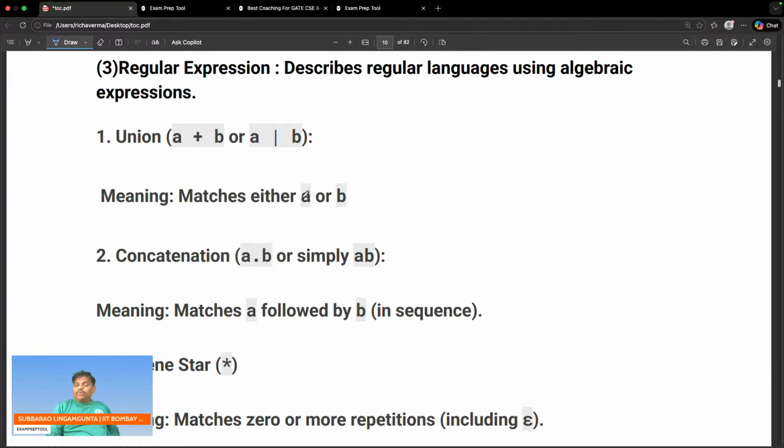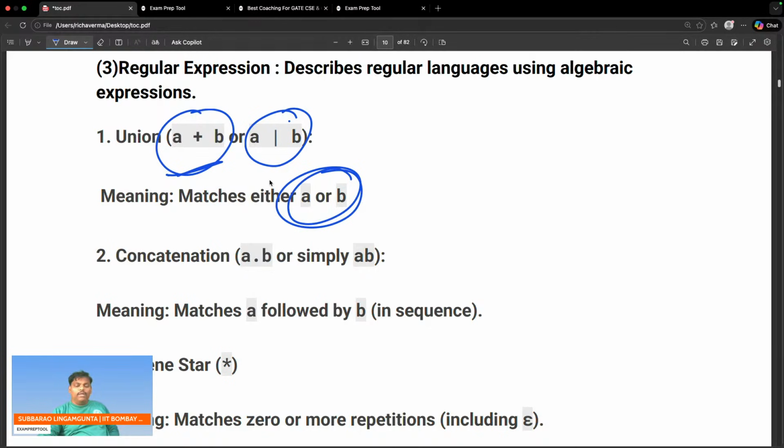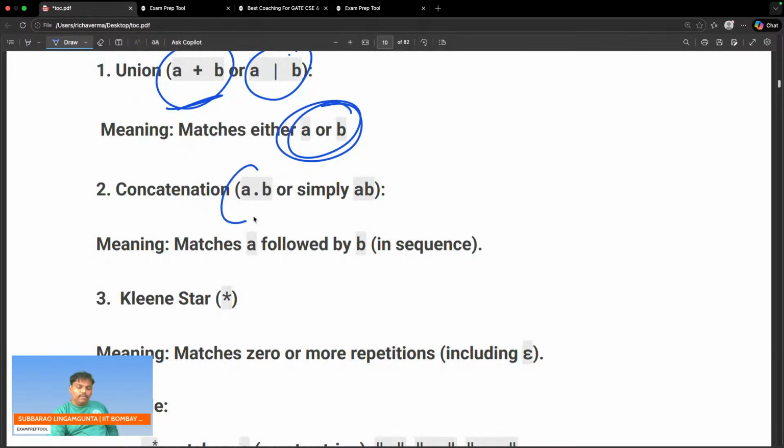Regular expression. This is one way of representing a regular language. The union operator is written as a plus b, meaning a or b. Concatenation is a dot b, meaning a then b. Normally people will write it like this.